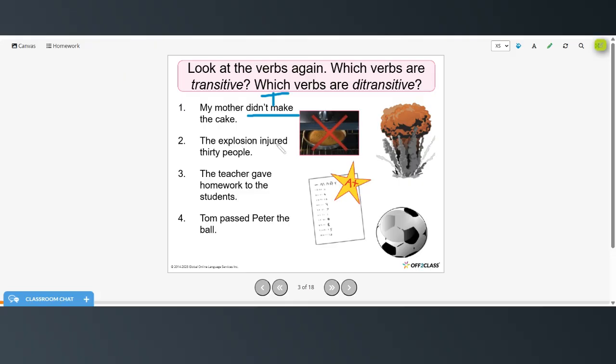The explosion injured 30 people. Injured is the verb. People is the direct object. So this one is also transitive. The teacher gave homework to the students. So here, gave is the verb, homework is the direct object, and students is the indirect object. So this one is ditransitive. And Tom passed Peter the ball. So passed is the verb, ball is the direct object, Peter is the indirect object. So this one is ditransitive.